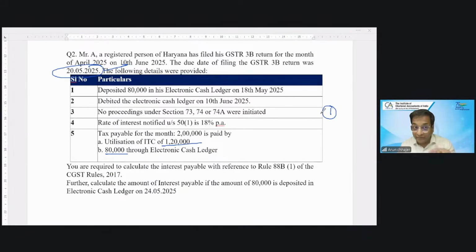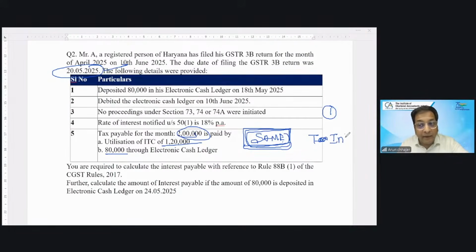This question becomes important. We will see in the subsequent questions. I am saying the liability of 2 lakh pertains to April and he has added it in the April same return. I'm writing the word same return. This word is important. So if I am filing in the same return, if I'm reporting in the same return period, then interest would be payable. Interest would be payable on the net tax liability after reducing the ITC.